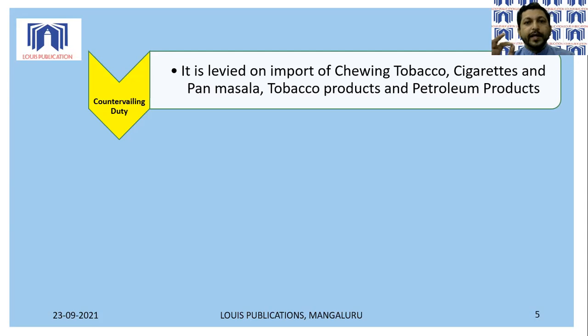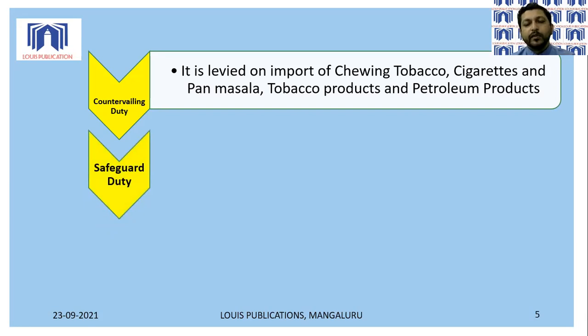Almost all the items which come under GST, countervailing duty is not levied, because IGST has replaced countervailing duty as well as the special additional duty. Now, countervailing duty is leviable if the products are specific as mentioned on the screen, and all these items are not GST-able. They are not taxable under GST. So only on those items countervailing duty is leviable.